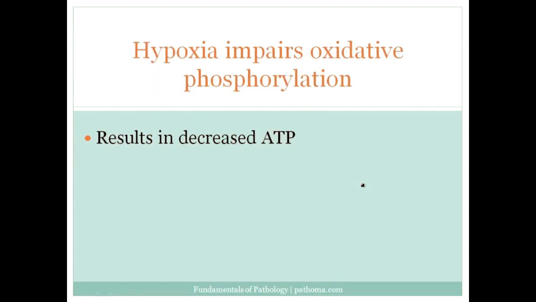Okay, now we get to the general theme of what are the consequences of hypoxia. So we talked about 3 different ways by which hypoxia can occur. For example, we talked about ischemia causing hypoxia. We talked about hypoxemia resulting in hypoxia. And then we talked about decreased O2 carrying capacity resulting in hypoxia.